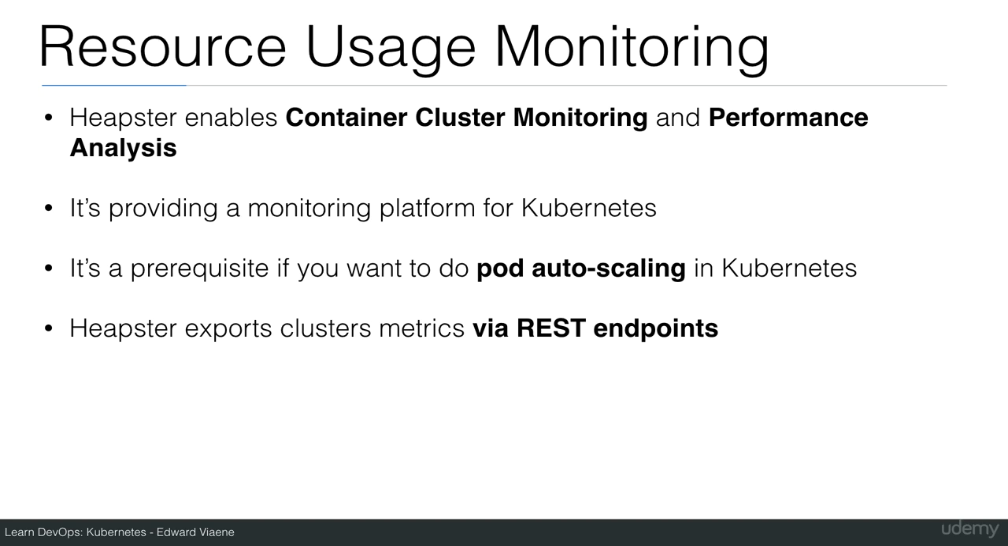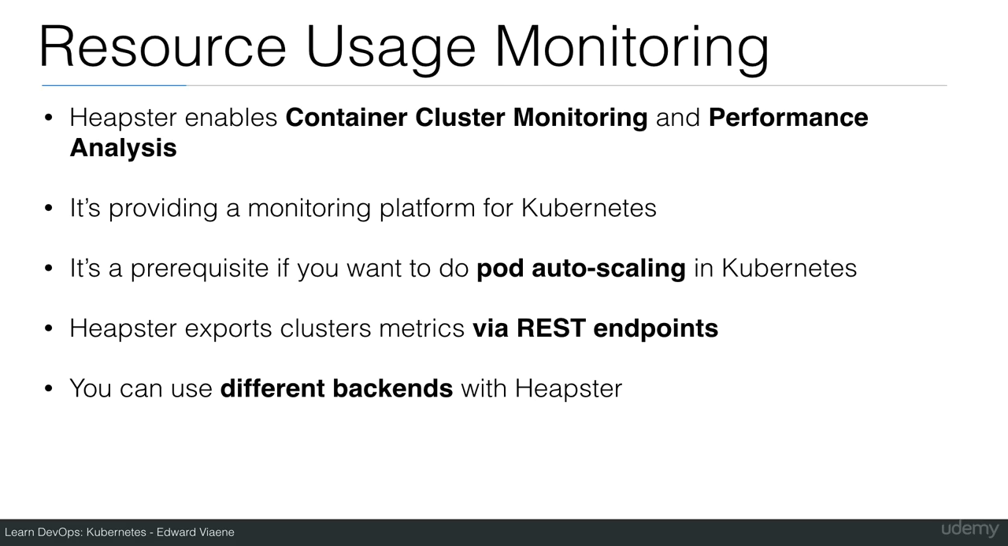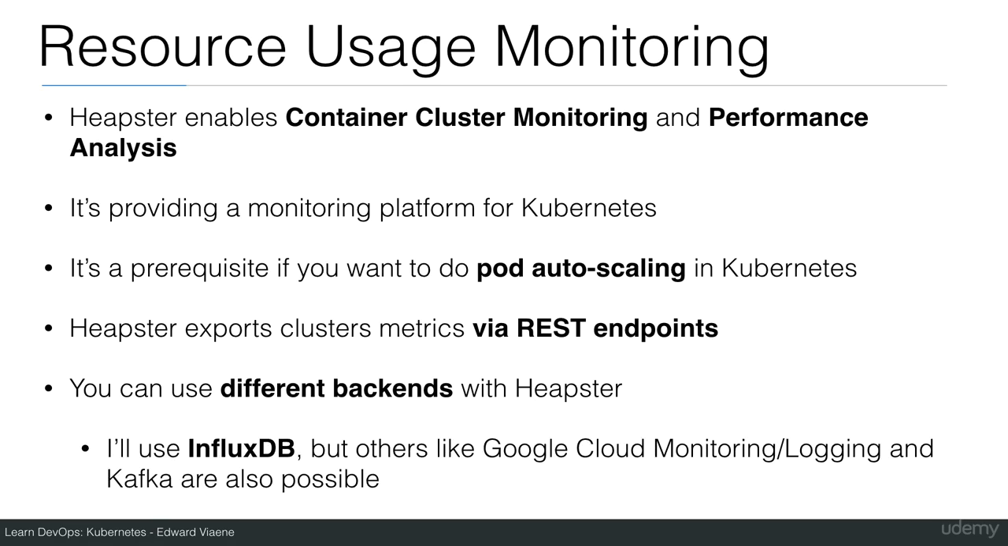Heapster exports the cluster metrics via REST endpoints, so other technologies can then query Heapster to get the metrics. You can use different backends with Heapster. So a backend is where the metric data is stored. I will use InfluxDB, but others like Google Cloud Monitoring or Google Logging and Kafka are also possible.